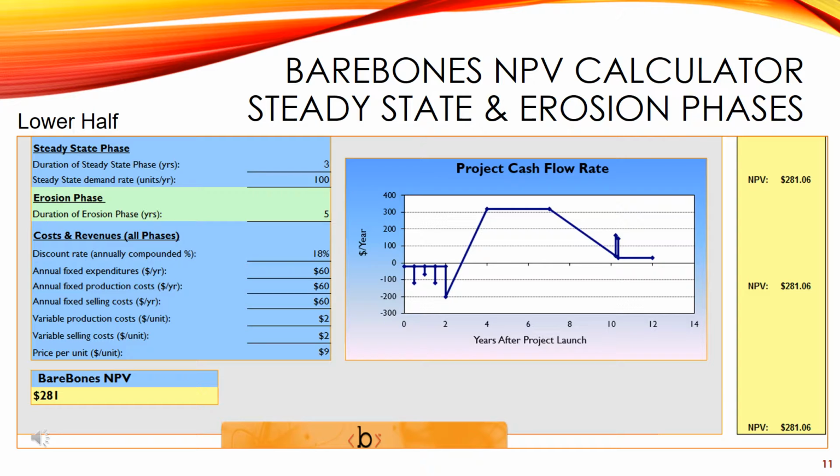Once all data for the 4 phases have been entered into the model, the final net present value is calculated, as illustrated in the example shown here on slide 11, and in the previous slide, the final net present value, or NPV, is illustrated in the far right column of the model highlighted in yellow, and in the lower left corner of the model under the label bare bones NPV, which in this particular example is a bare bones NPV of $281.06 thousand. The graph in the center of the lower half of the model simply displays the differential between the cost and revenue lines that were illustrated in the graph shown in the upper half of the model on slide 10.